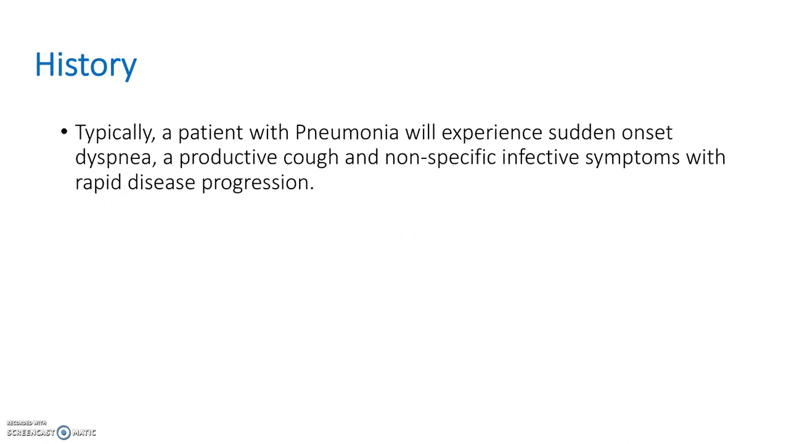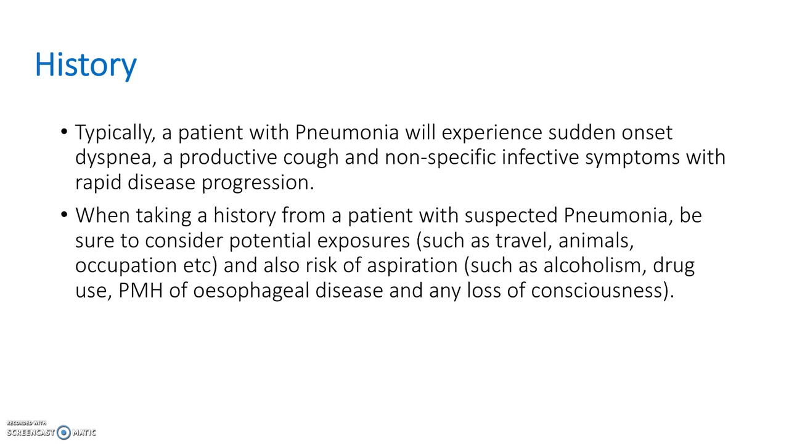The history of a patient with pneumonia typically expresses sudden onset dyspnea, productive cough, and infective symptoms, and these symptoms will then progress quite rapidly over a matter of hours or days. When taking a history from a patient with pneumonia, it's always a good idea to consider potential exposures to infection and also assess the risk of aspiration by asking about their alcohol intake, drug use, and any past medical histories that may be relevant.